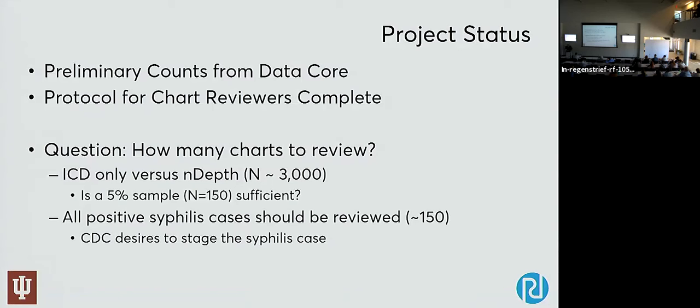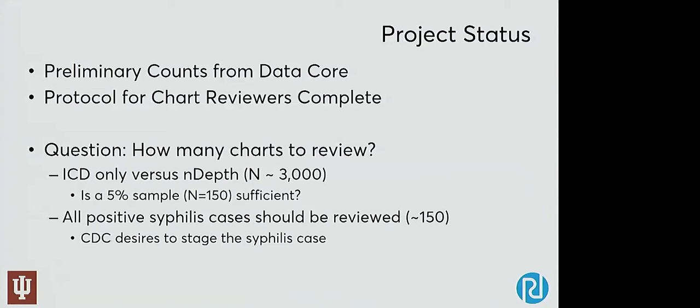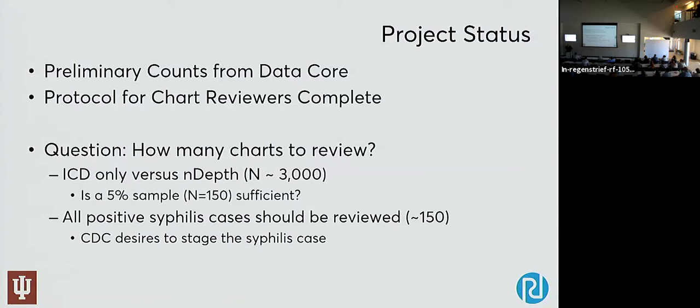So we're struggling with one question, and this is where I would invite those of you to participate in today's discussion. Particularly, give me feedback on how many charts we should review, because we can't review all 3,000 charts that we found, half from ICD only, half from in-depth. We're thinking right now about a 5% sample and asking ourselves, is this sufficient for doing the validation work to determine is this a true case of stillbirth, and was there any kind of syphilis testing or STI testing done as part of that pregnancy.